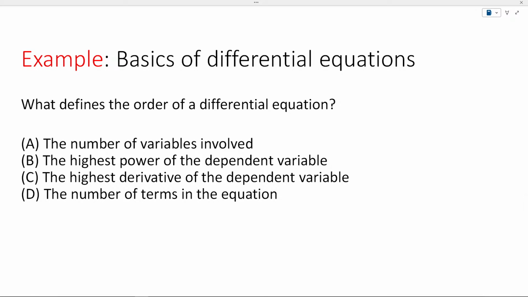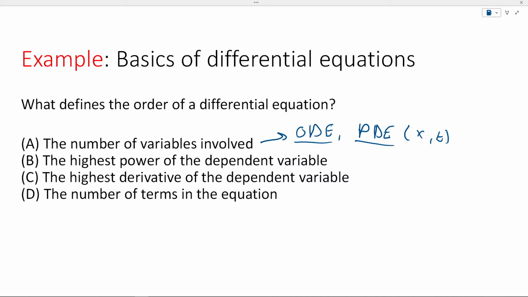What defines the order of the differential equation? The number of variables involved? No, the number of variables involved will tell you if this is an ODE, if you have one independent variable, or a PDE, if it has more than one independent variable, like x and t, for example.